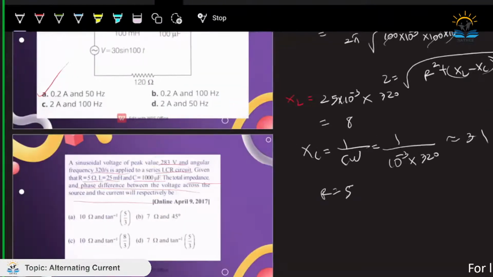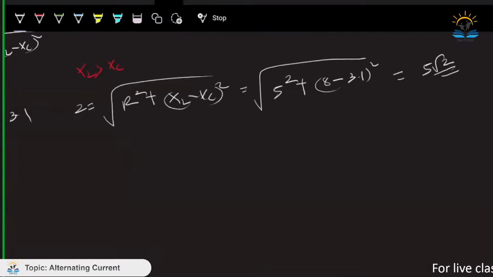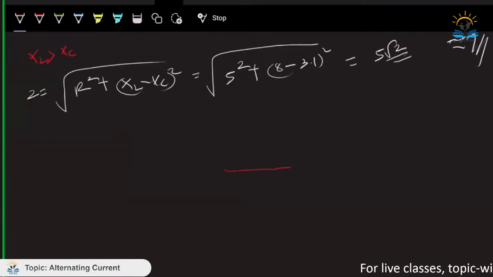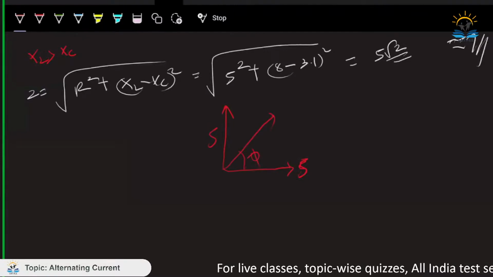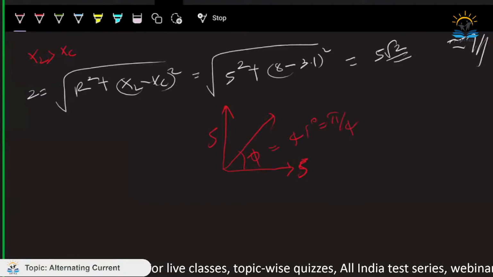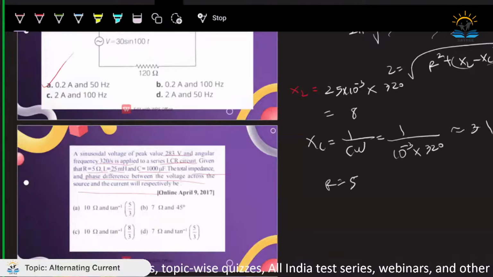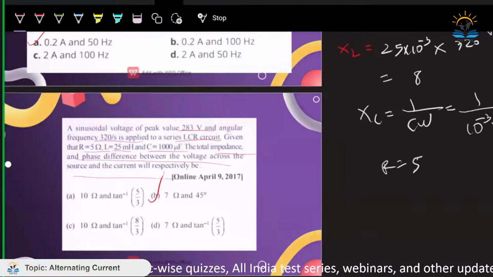Next we have to find the phase difference, right? So this circuit is like this, XL is greater than XC. So this is R 5 ohm here, and XL minus XC is also 5. So simple, this will be 45 degree or pi by 4. So we got everything right. Our answer will be option B, 7 ohm and 45 degree. Okay, it's a very easy question, right?